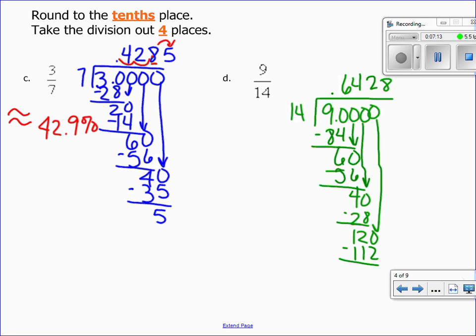Now, since I'm rounding it to the nearest tenth place for the percent, I just took it out 4 decimal places. Now I'm going to move the decimal 2 places, and it'll end up here. The 2 is going to look at the 8. So this 9 out of 14 will be approximately 64 3/10%.